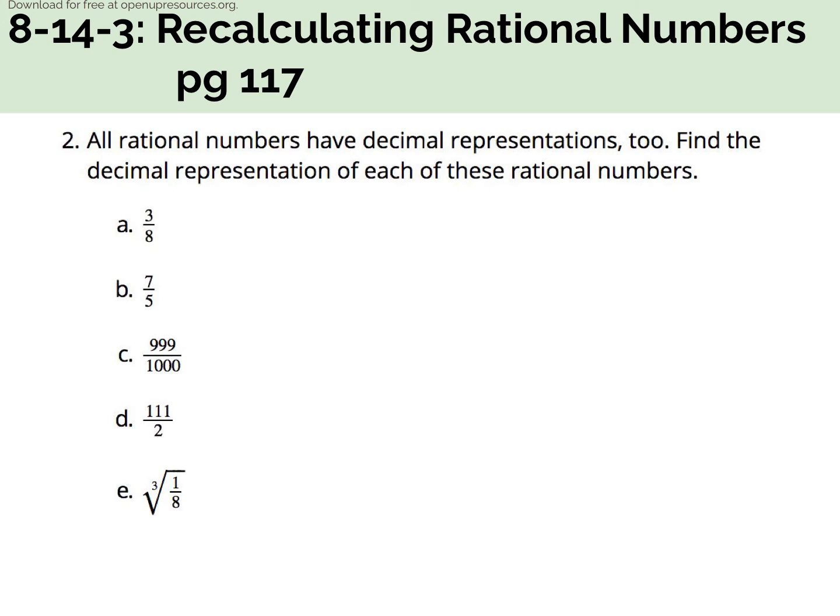All right, so 3 divided by 8. 3 divided by 8 is 0.375. All right, 7 divided by 5, what is that? Oh, it should be 1.4.